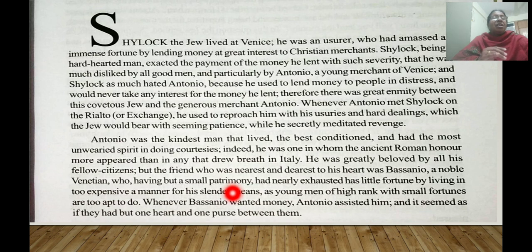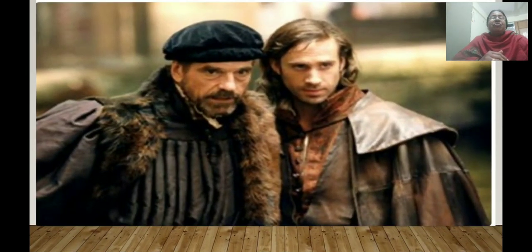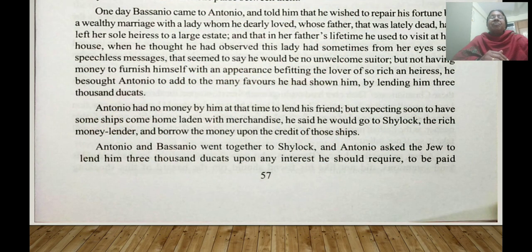So it was not like whatever Antonio had was Bassanio's also, because both of them had one heart. Both of them were very close to each other, and whatever Antonio had, because Antonio was rich, was Bassanio's too. So you can see the two friends here, Antonio and this is Bassanio. They loved each other a lot and they would always be together. So we move on to the next line.